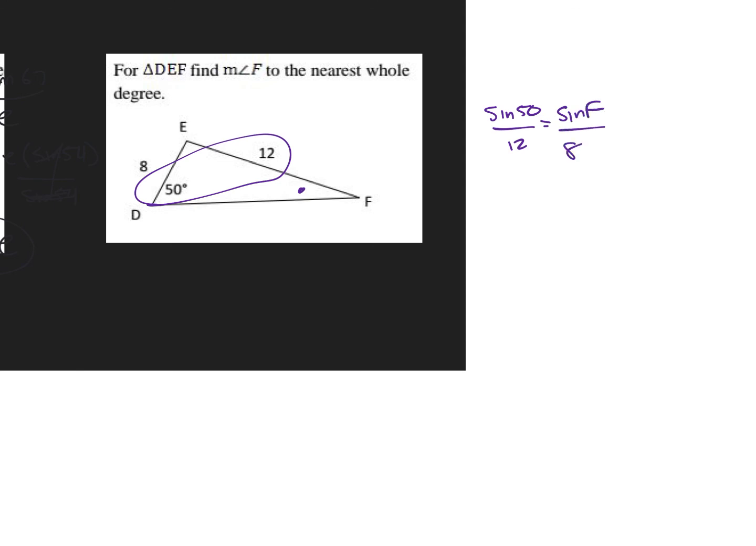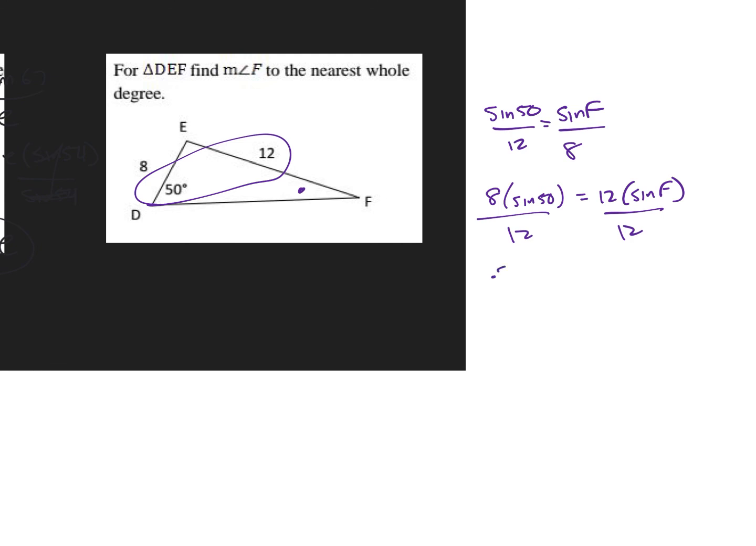So find triangle DEF, the measure of F to the nearest whole degree. So they want one more with measure F. So you want to know this one. All right, well, I know that 50 and 12 is there. So I would go sine of 50 over 12 will be equal to the sine of angle F over 8. So again, it is absolutely a ratio problem. So you go diagonally. So divide by 12, divide by 12. So 8 times sine of 50 divided by 12.